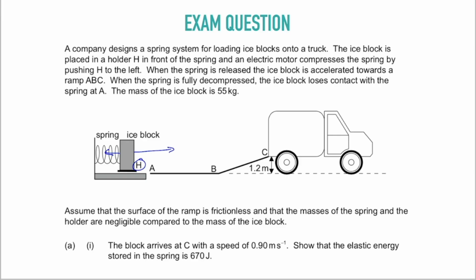The mass of the ice block is 55 kilograms. Assume the surface of the ramp is frictionless and that the masses of the spring and holder are negligible compared to the mass of the ice block. The block arrives at C with a speed of 0.9 meters per second. Show that the elastic energy stored in the spring is 670 joules.